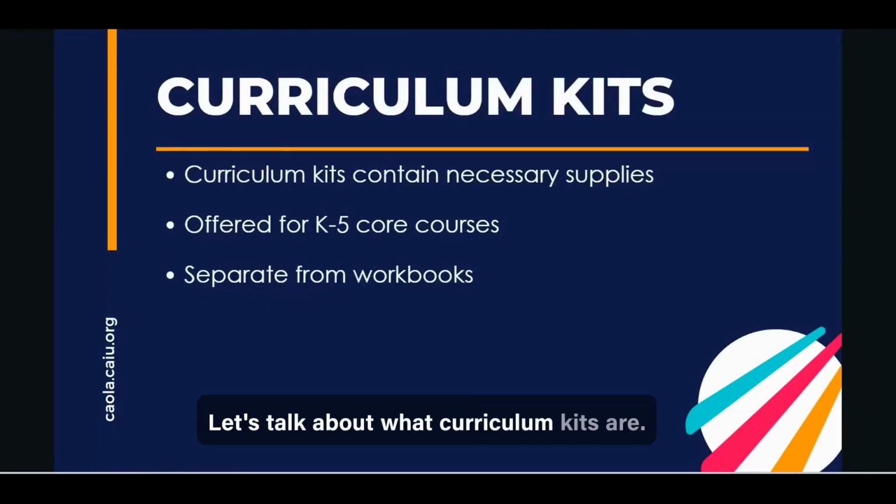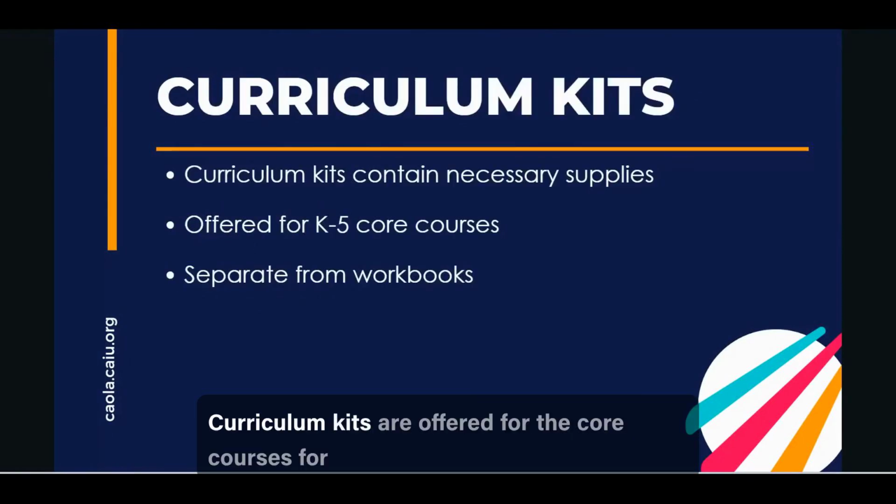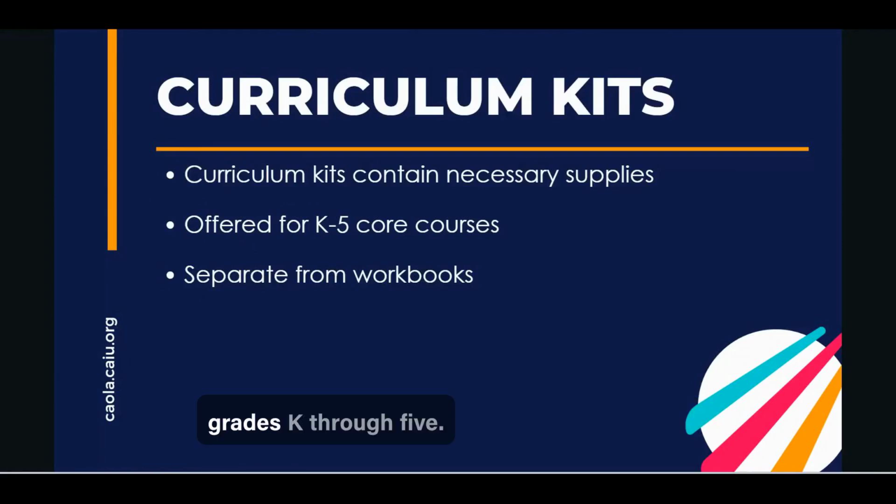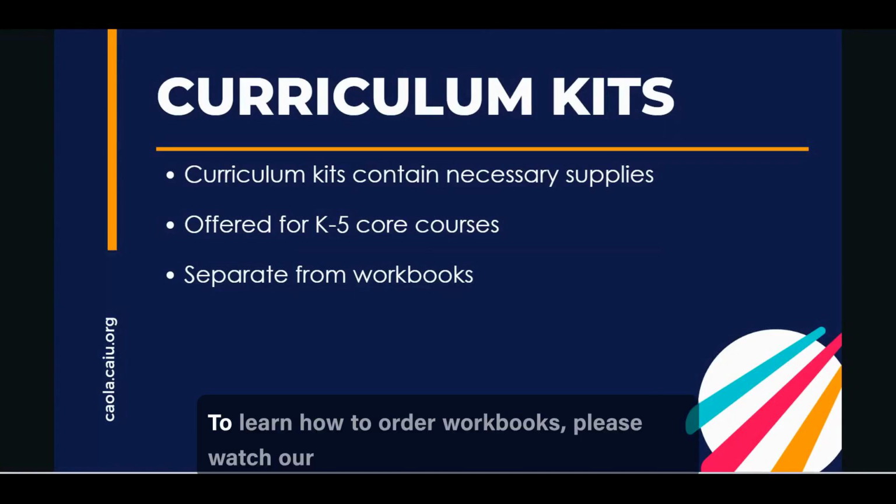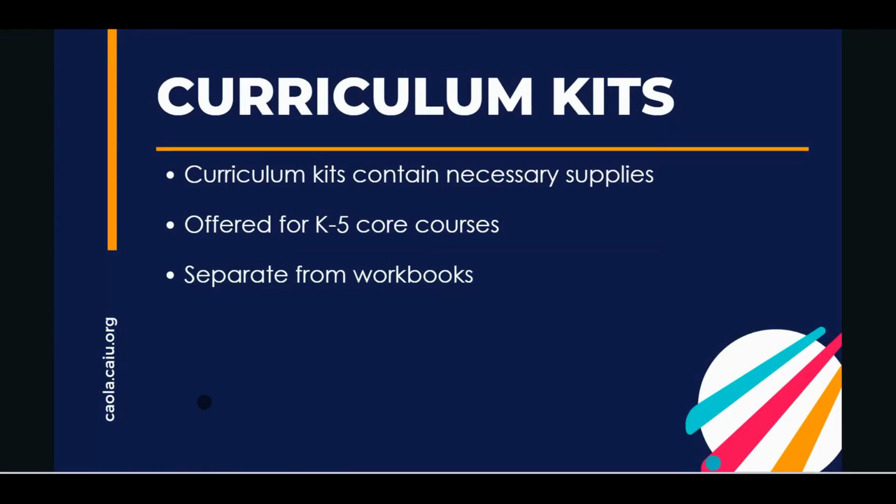Let's talk about what curriculum kits are. Curriculum kits are offered for the core courses for grades K through 5. They contain the supplies needed for coursework, such as paint and glue and various other items. They are not a required purchase. Schools can choose to source these items on their own or assist the family in sourcing the items. They are separate from workbook orders. To learn how to order workbooks, please watch our workbook orders video.